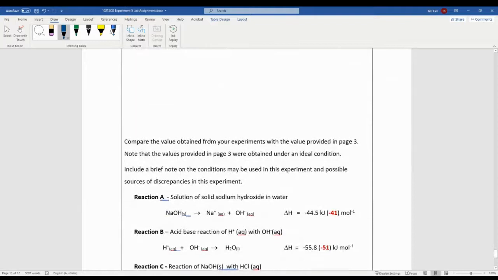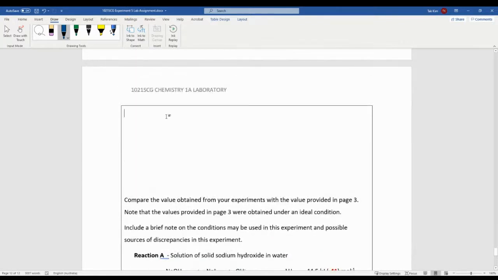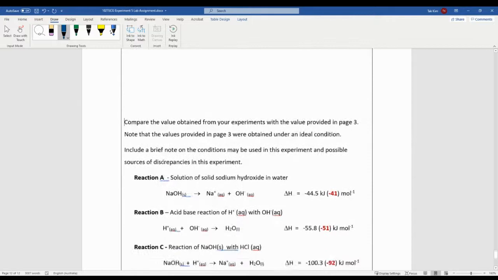Okay, so I think because I was putting some text, that's why it moved a bit downward. Okay, it doesn't change anything. Right.